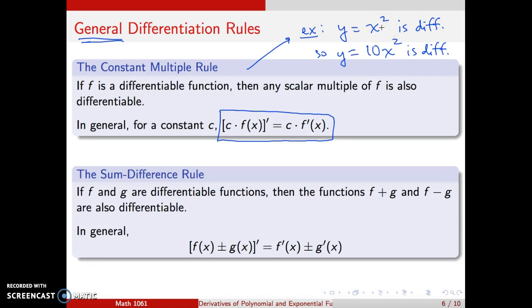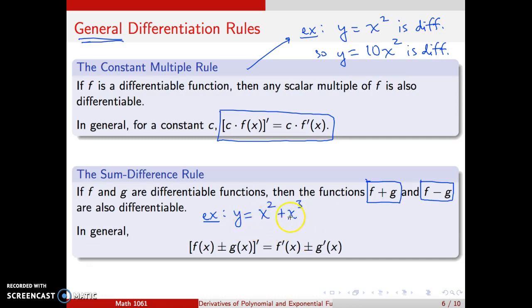The second rule, it's really two rules, but I said sum difference rule, just in the interest of space. If f and g are differentiable functions, you can create two new functions by looking at their sum or their difference. And those new functions are going to be differentiable. And they're going to be defined just in the way that you imagine. So if you had f plus g, the derivative of that would be f prime plus g prime. So an example would be something like y equals x squared plus x cubed.